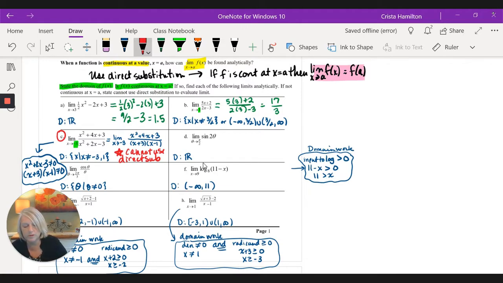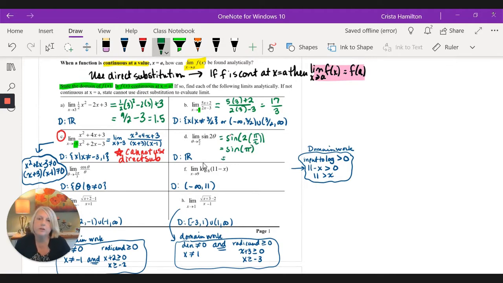Now in this one, in sine of 2 theta, it was continuous everywhere. So clearly we can do our direct substitution. Notice I do not write the limit. Sine 2 times pi over 2. That's the sine of pi.